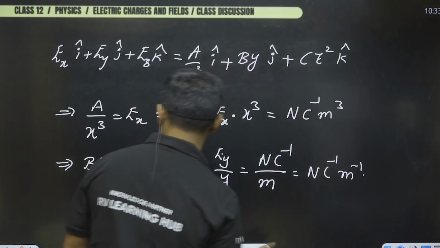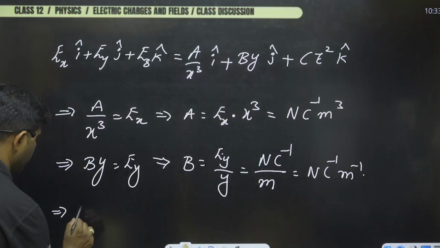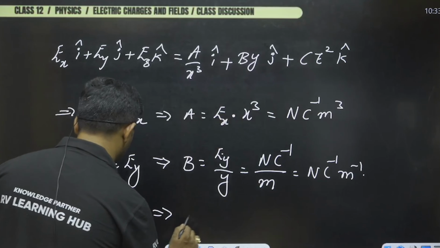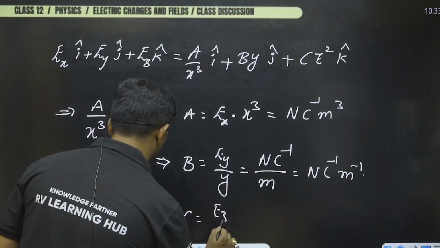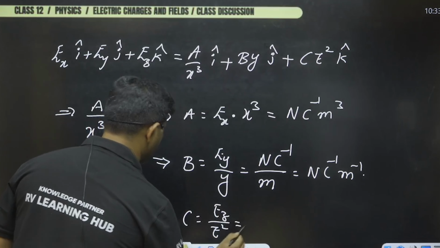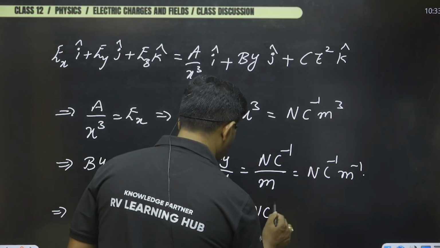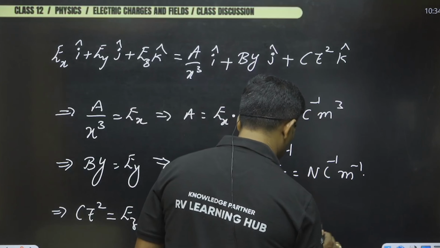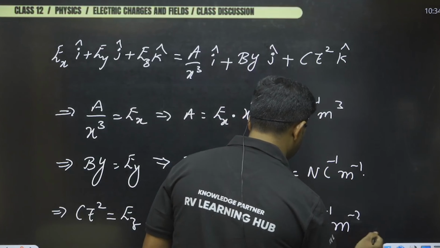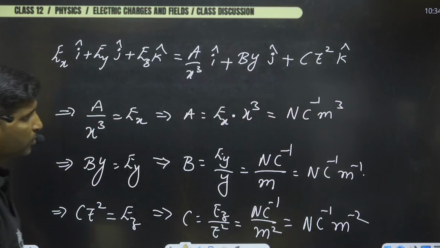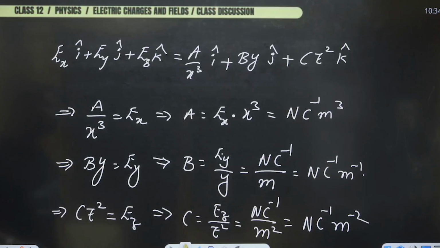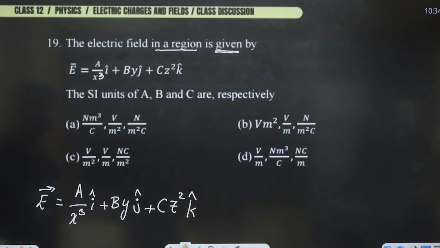We will get it. So what is the third quantity? We can say c into z square is equal to Ez, which implies c is equal to Ez divided by z square. Ez is Newton per coulomb, divided by z square, which is meter square. That means Newton per coulomb per meter square. So whenever we go through the options carefully, Newton meter cube per coulomb is the option.